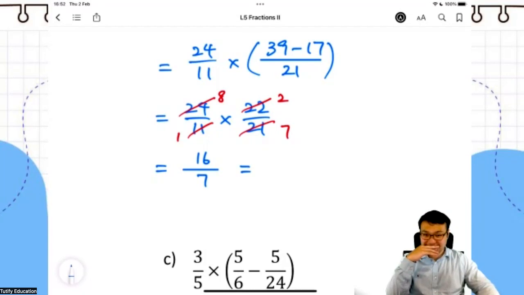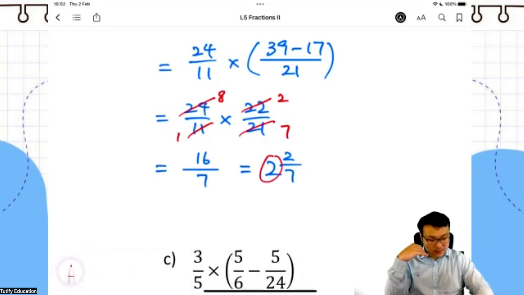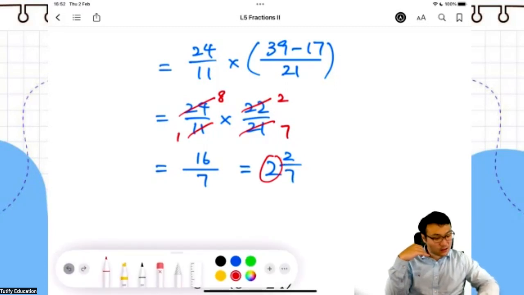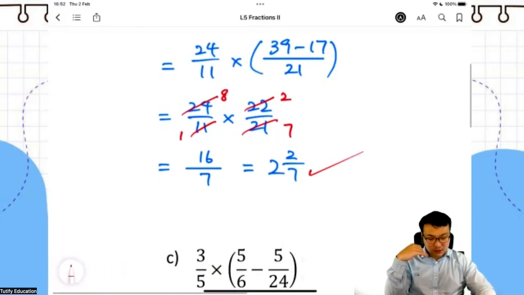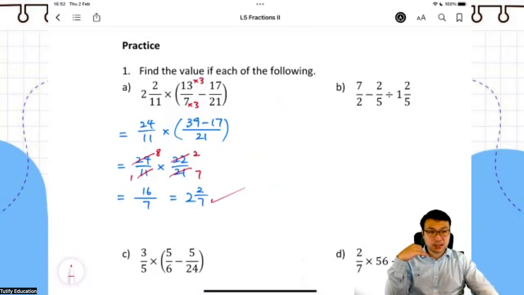2 and 2 out of 7. Well done. If you want to check your answer, you just take 2 times 7, 14. 14 plus 2, you get 16. So you are still correct, right? Good job, Zachary. Well done.